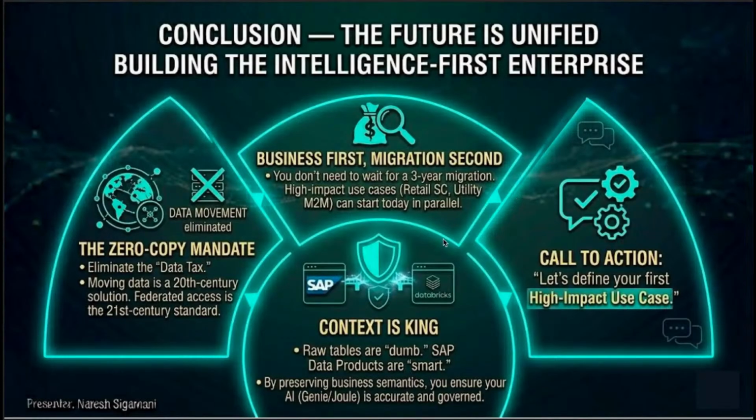Second, context is king. Raw tables are dumb, but data products are smart. By preserving business semantics, you ensure your AI is accurate and governed. Third, zero copy mandate.